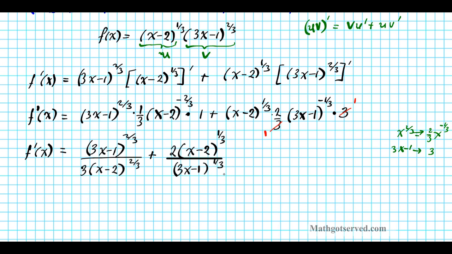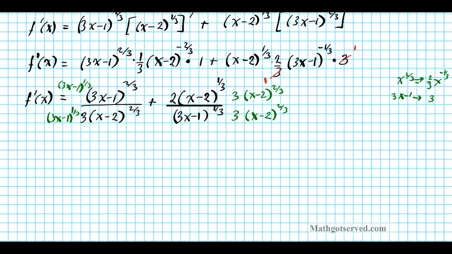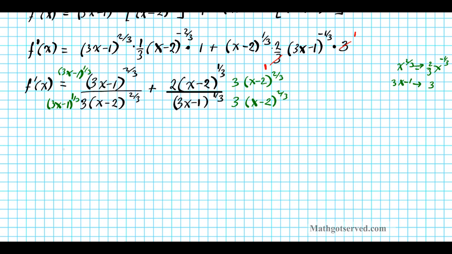So we have a 3 here, we need a 3 here, top and bottom. We have x minus 2 to the 2/3 here, so we also need an x minus 2 to the 2/3 top and bottom. All right, we're almost there. Now we also need a 3x minus 1 to the 1/3 here, so we have to multiply top and bottom: 3x minus 1 to the 1/3, and then 3x minus 1 to the 1/3. Now we are going to have something nice happen.